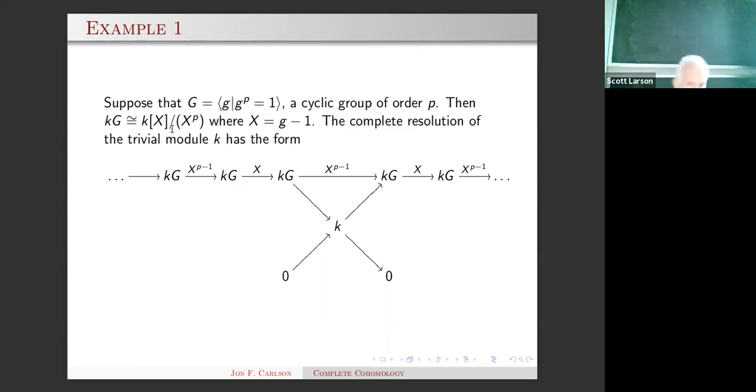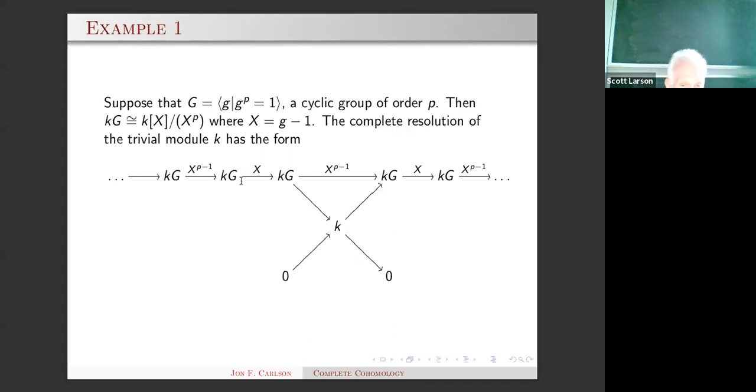Okay? So then I write down a complete resolution. I just need maps. Every one of these terms in the complete resolution is just isomorphic to Kg. That's a free module. Okay. If I take the map Kg onto the trivial module K, then what's the kernel of that? Well, it's going to be generated by this element X.